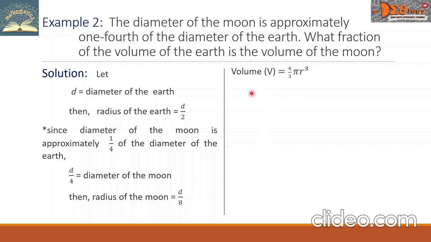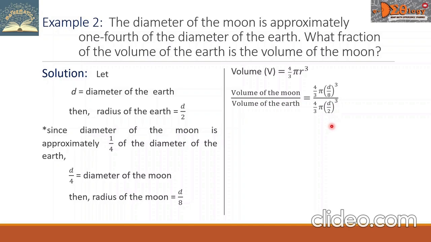Now let us write the volume formula. With regard to the fraction, we can write volume of the moon over volume of the earth. Let us now write the formula for the volume of the moon over the volume of the earth with respect to their corresponding radius. So the volume of the moon, we have here 4 over 3 pi times the cube of d over 8 all over volume of the earth. So we write 4 over 3 pi times the cube of the quantity d over 2.